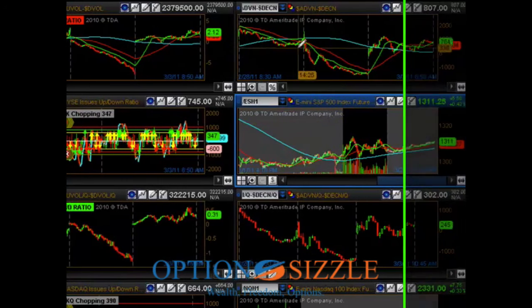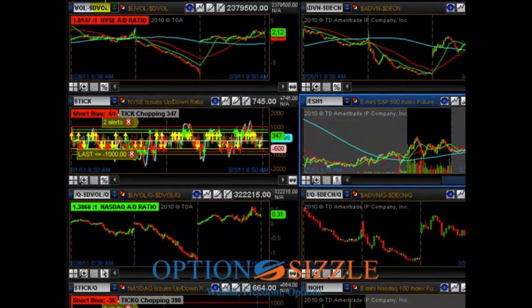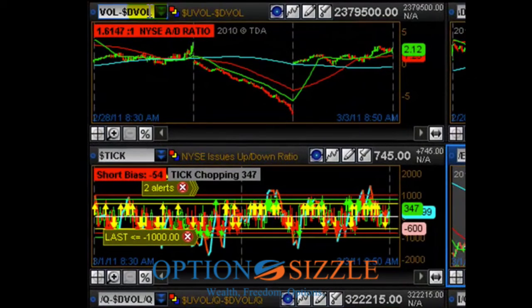Now, what you're looking at here is part of my screen, and this is what I typically look at on one of my screens. I'm going to go through each one of these and explain what each one is. At the top left-hand side here is up volume versus down volume, and this is up volume minus down volume. This is what I refer to as the breadth. This is the big boat throughout the day. This is a 5-minute chart.